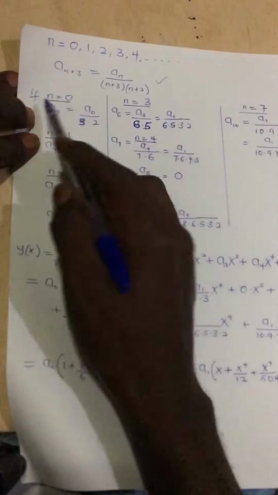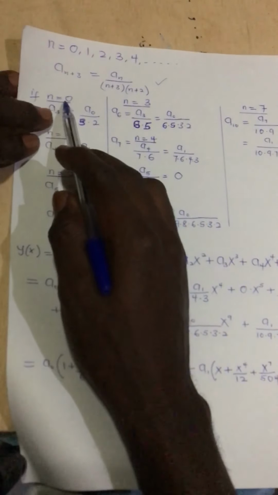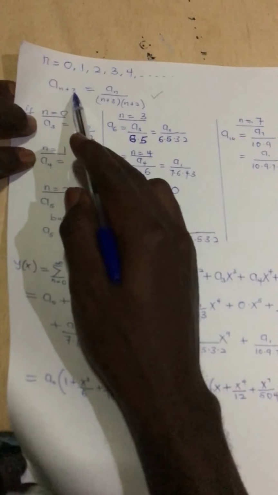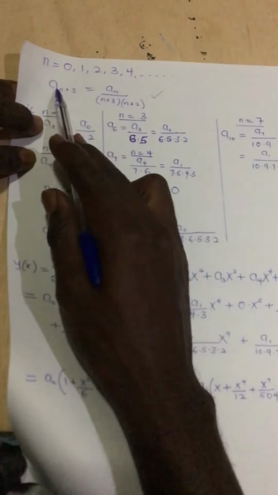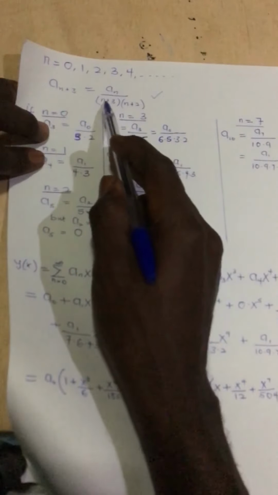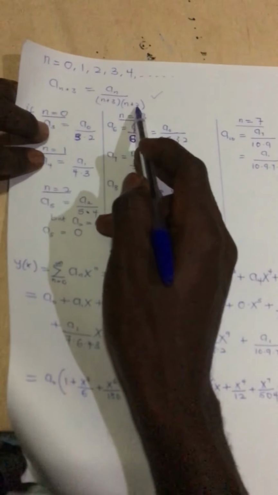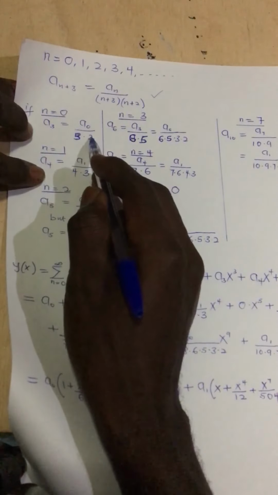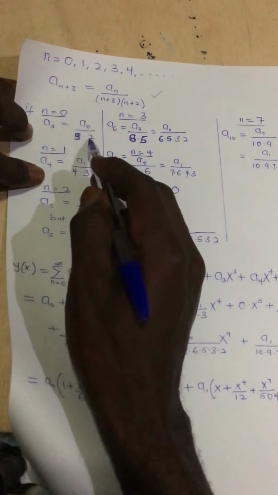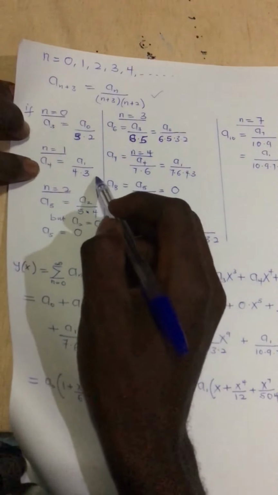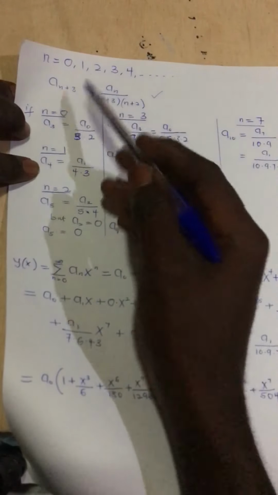So we are going to find the rest of the terms of the series. Are you okay? Now if we let n to be 0, that means we are going to substitute 0 into this equation. So I substitute 0 here, it will become a subscript 3, and this will become a naught, and then when you substitute 0, it will become 3 multiplied by 2. So we are getting a naught all over 3.2. That means 3 multiplied by 2. So when we let n to be 1, we are getting this.